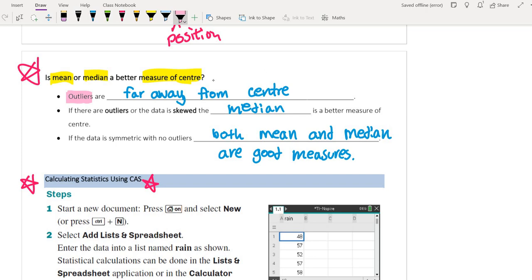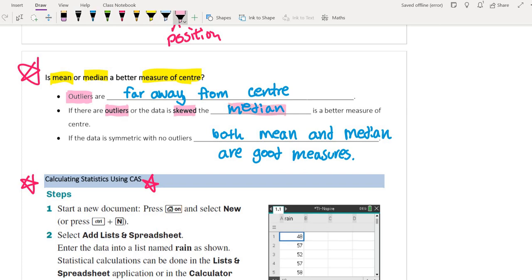If we have outliers in our data, or if our data is skewed, so it's not symmetric, median is going to be the better way to measure the center. So if there's outliers or data skewed, median is the way to go. Might just color coordinate this a little bit better.